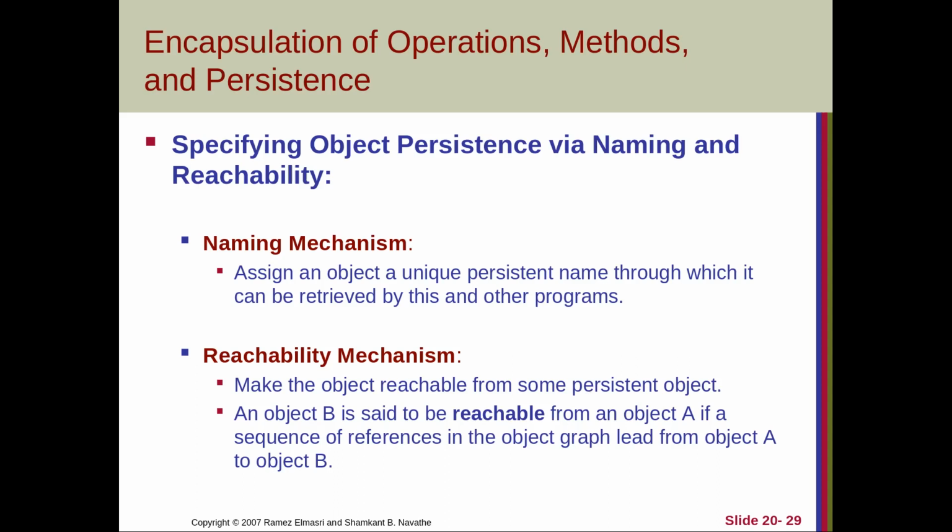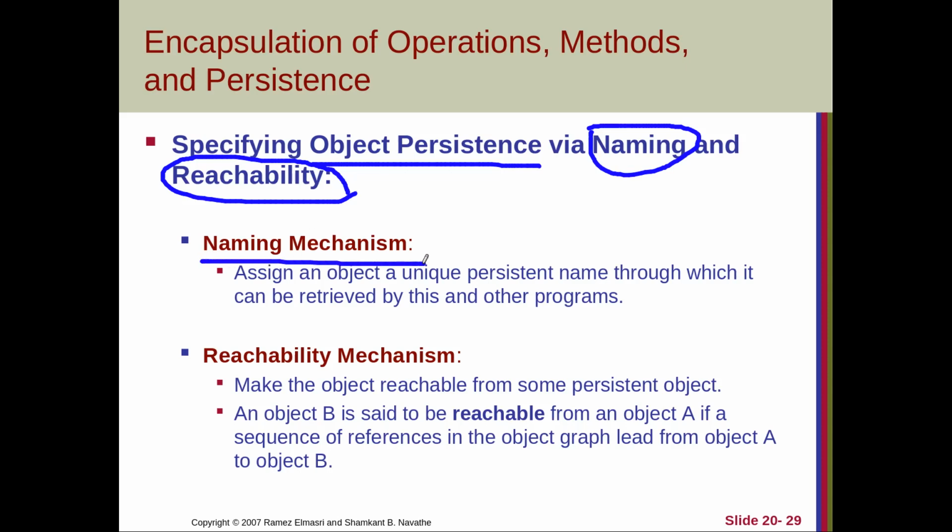Now, in continuation with the same encapsulation of operations and methods, we will see a mechanism called object persistence. How we can persistently or permanently store an object in the system. How we can have the storage of those objects. How we can refer to a particular object, whether that object is persistent or not. It can be done by using two mechanisms. One is called a naming mechanism, how we can assign or refer to a particular object, and the second one is by using a reachability mechanism. So the specification of object persistence can be done by using either the naming or the reachability mechanism.